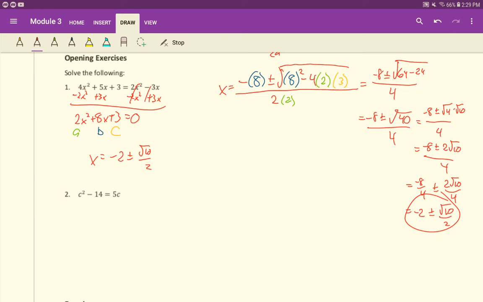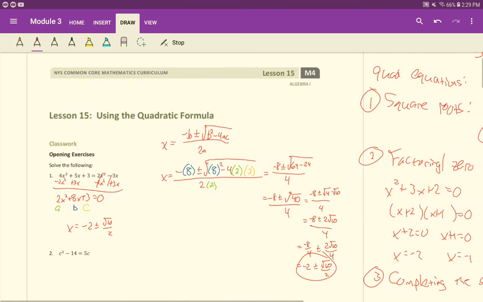Welcome back. We are going to continue our look at solving quadratic equations using the quadratic formula. This is part of Module 3, Lesson 7.